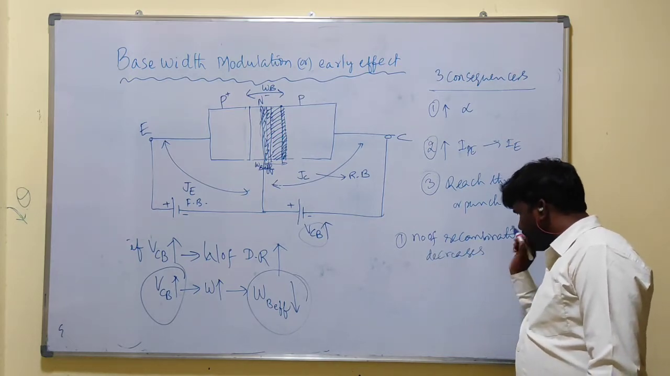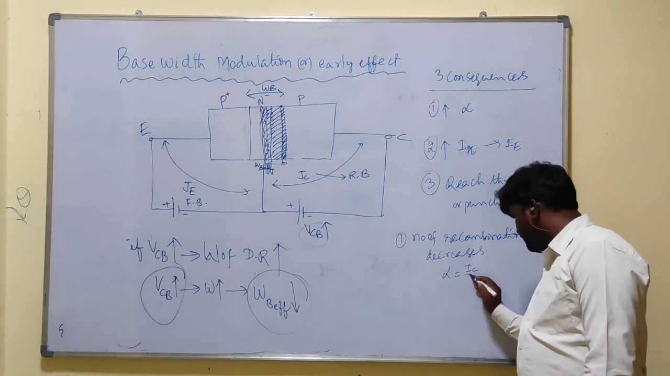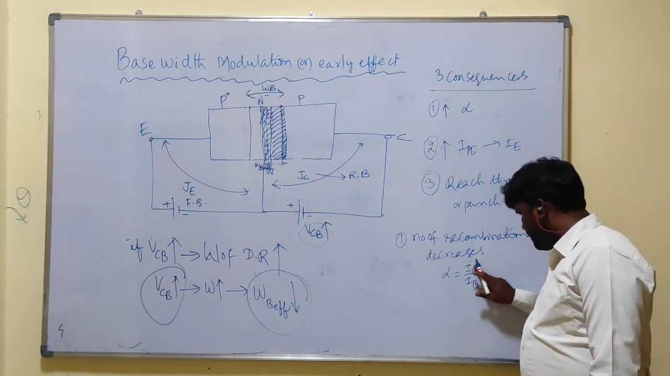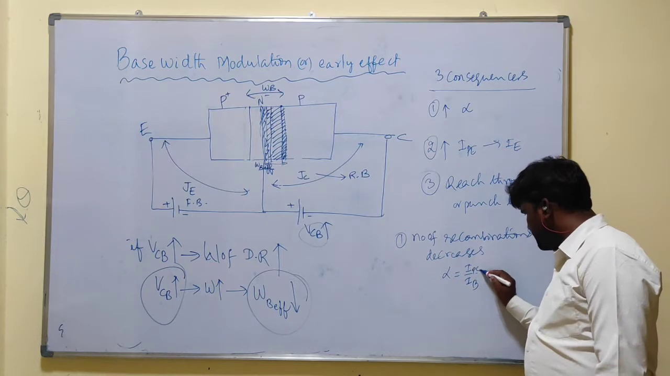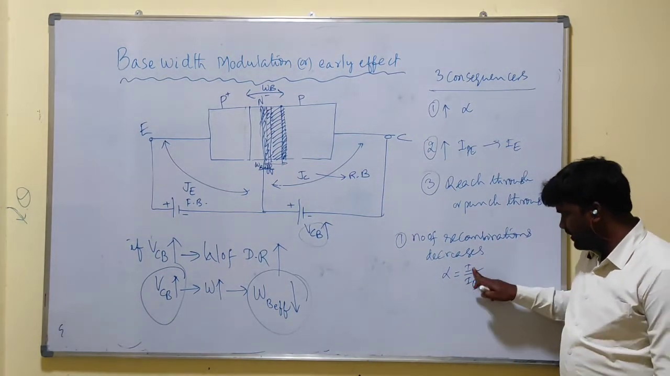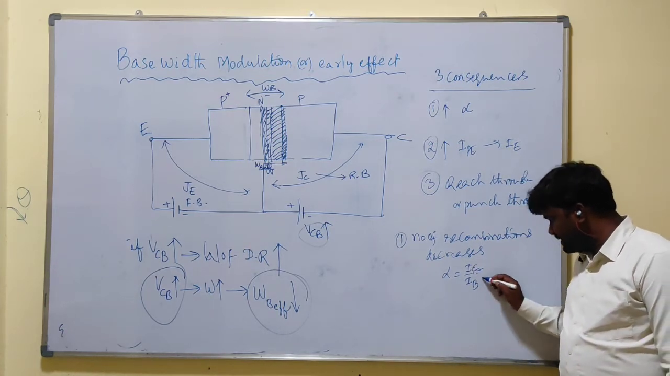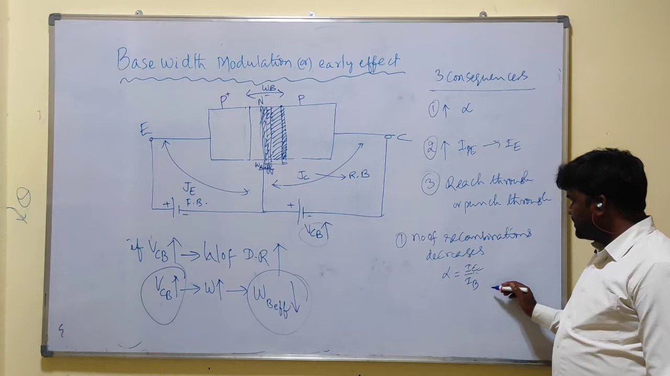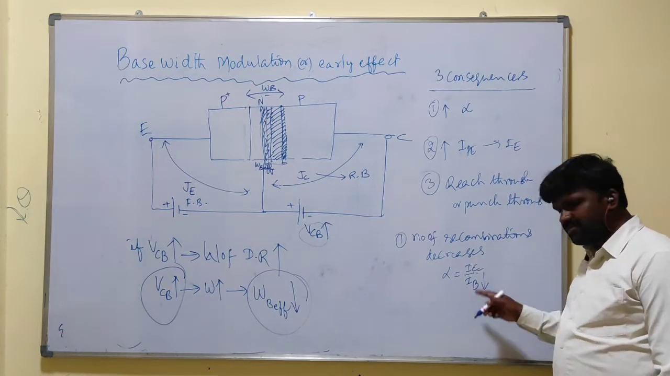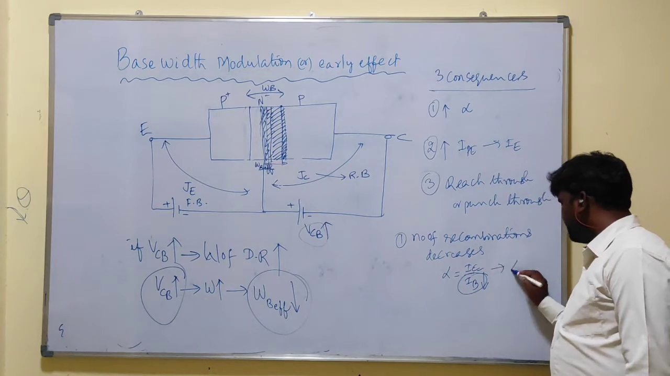As the number of recombinations decreases, we know alpha equals IC by IB. Actually, alpha we can write as IC by IB. So that means as the number of recombinations decreases, IB decreases, meaning the recombination current decreases. As this one decreases, alpha increases.